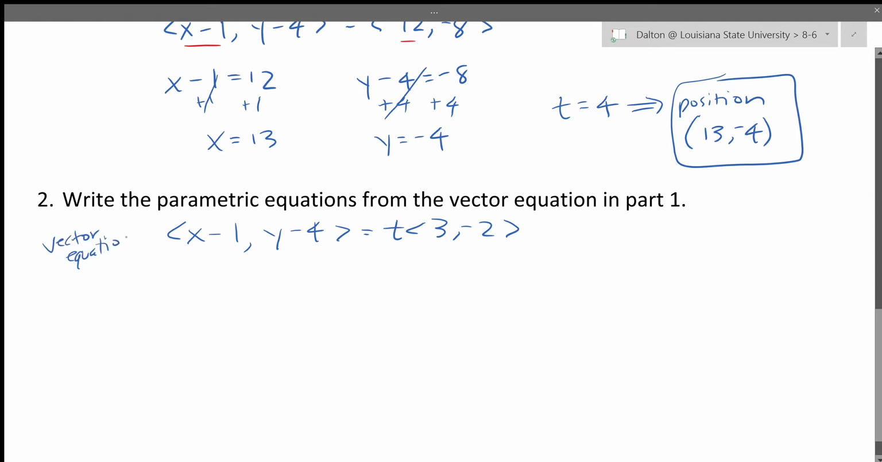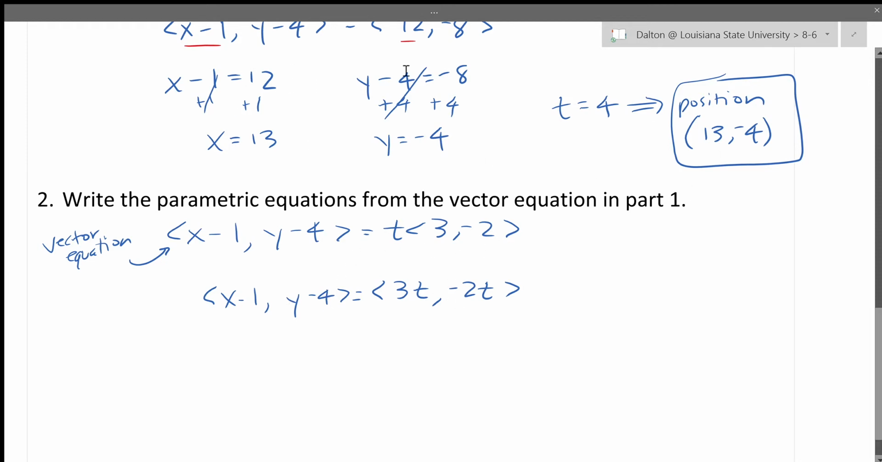Notice it's in vector form, right? We have vectors in it. In order to write the parametric equation, we are going to first distribute in the scalar of t. So that'll be x minus 1, y minus 4 equals, distributing in t, vector 3t, negative 2t. And then again, we have a vector equal to a vector.